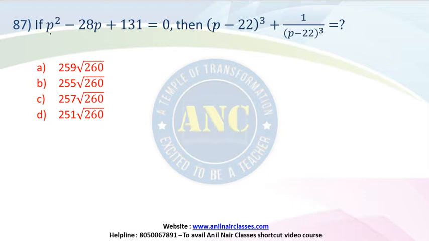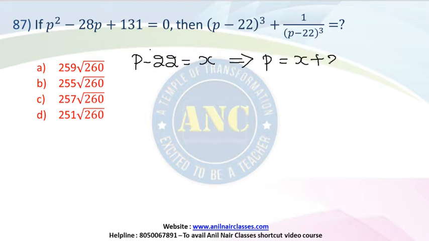The question says p square minus 28p plus 131 equal to 0, and they are asking you to find p minus 22 whole cube plus 1 by p minus 22 whole cube. What I will do is put this p minus 22, given in the question, as some variable x. That means p will be equal to x plus 22.